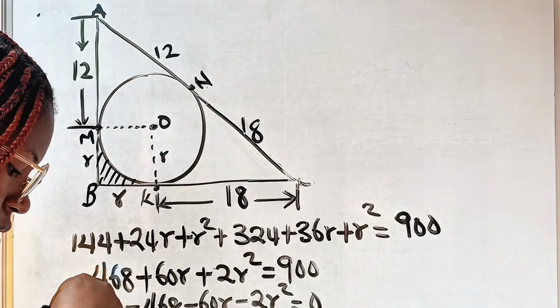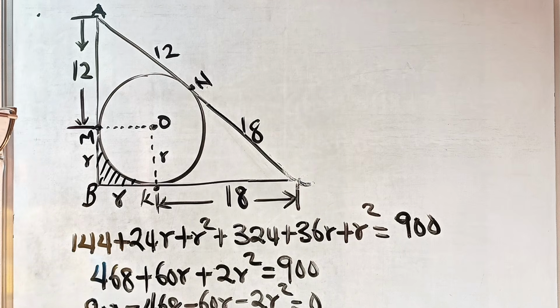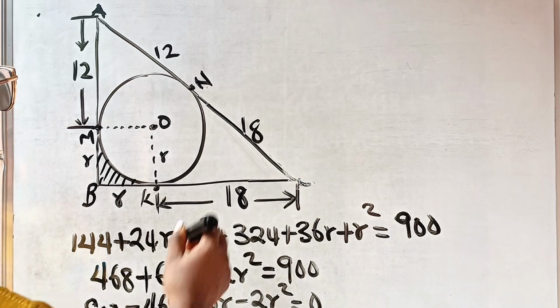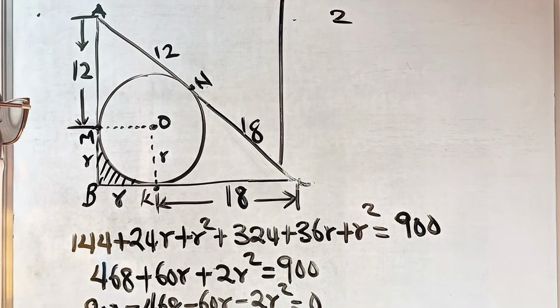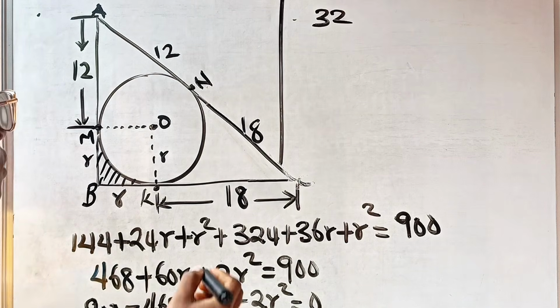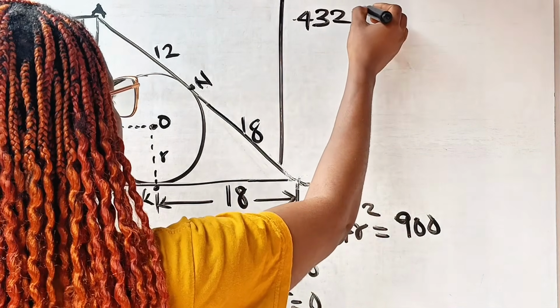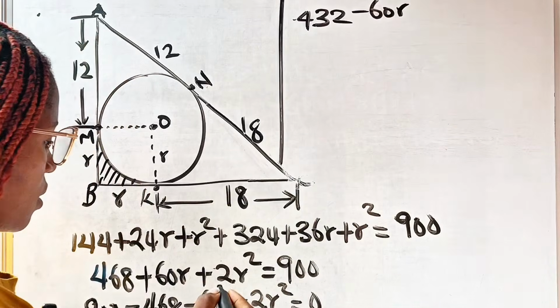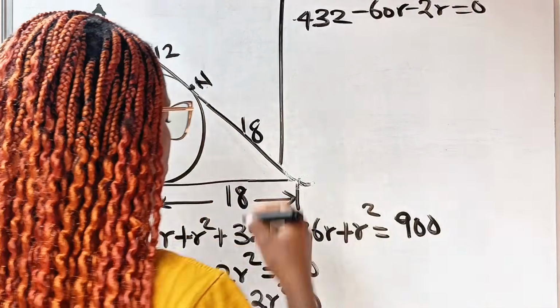Okay, all right. So moving forward, we have 900 minus 468. That should give us 10 minus 8 is 2, 9 minus 6 is 3, 8 minus 4 is 4. So we have 432 minus 60r minus 2r squared is equal to 0.